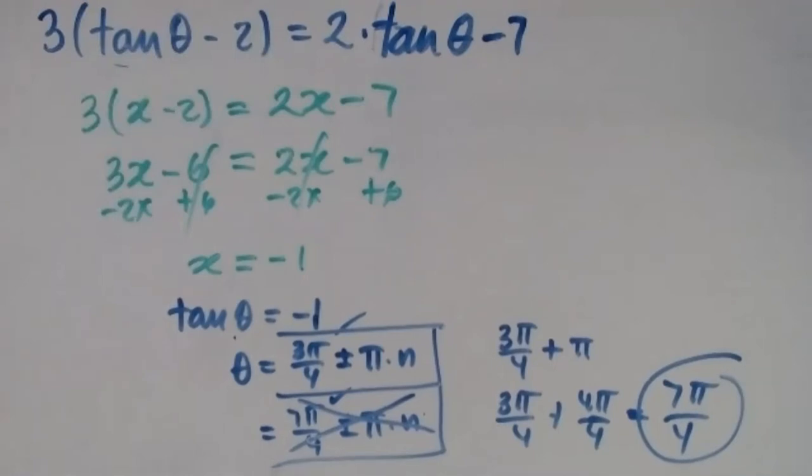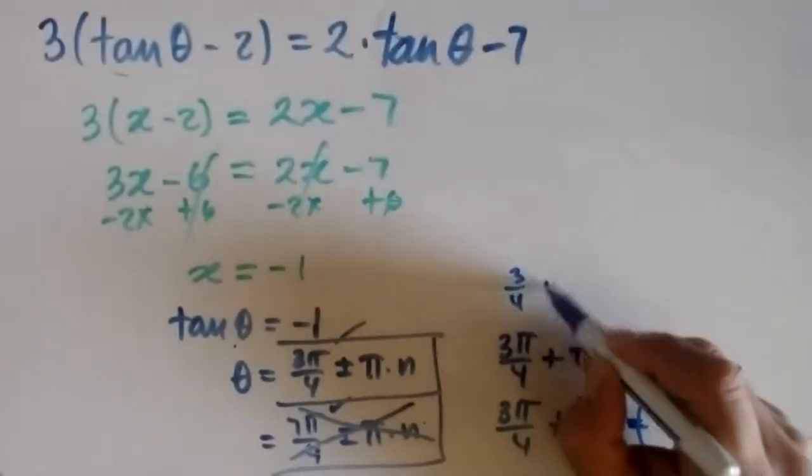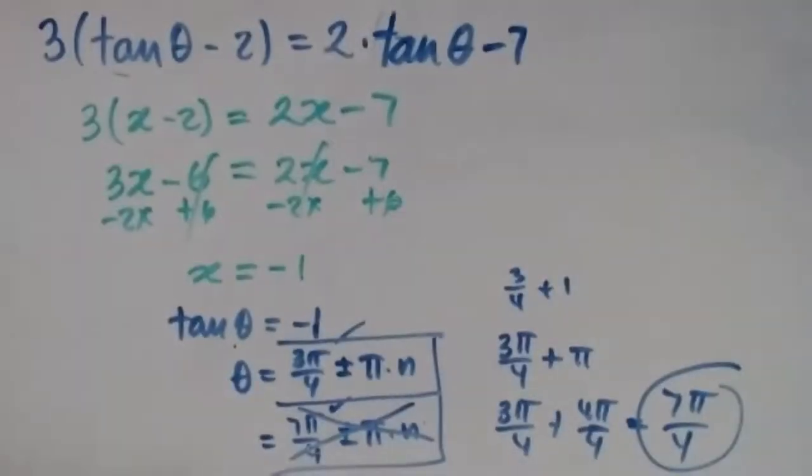I have a question. Yes, sir. How come you added 3 pi over 4 plus 4 pi over 4? Oh, because, look at it this way, this is 3/4 plus 1. Why do you add the 1?